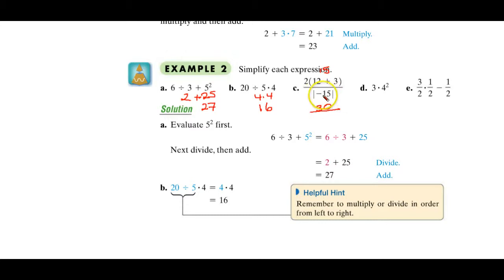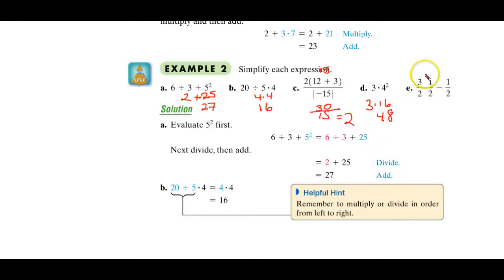Now we go down below and we see we have an absolute value, which becomes a positive 15. So this will become a 2. Here we're going to raise 4 to the second power. We do that first. So this becomes 3 times 16, which is 48.